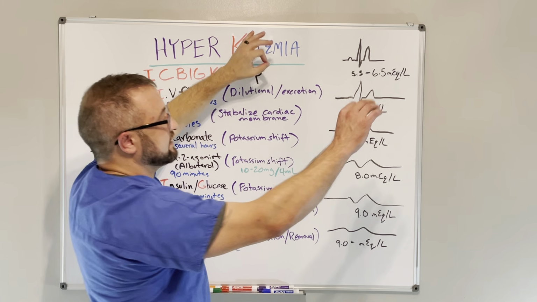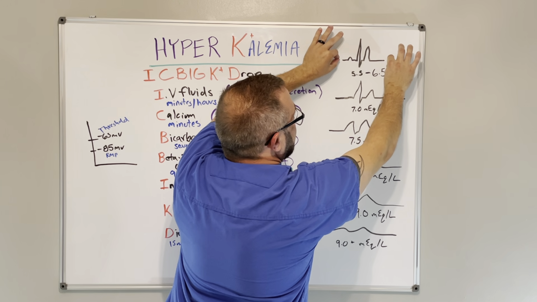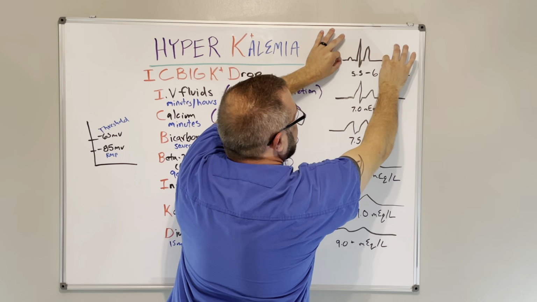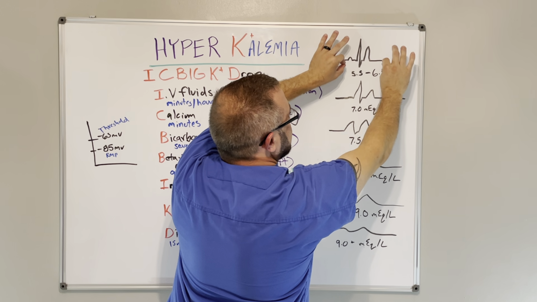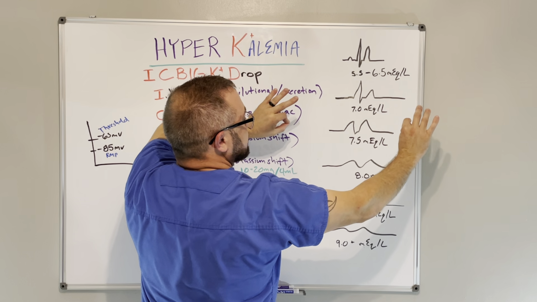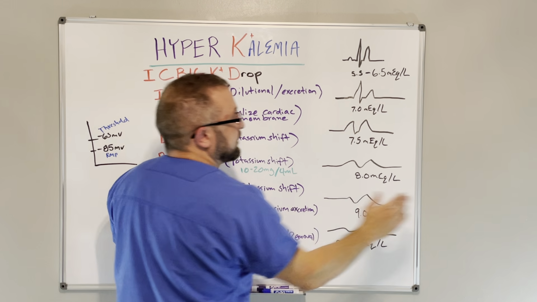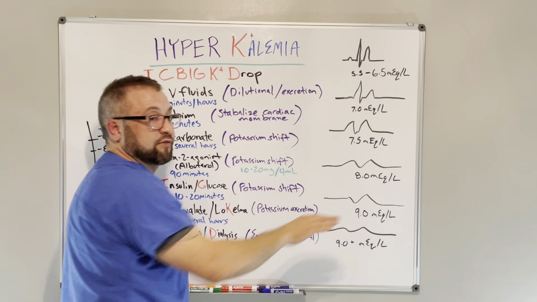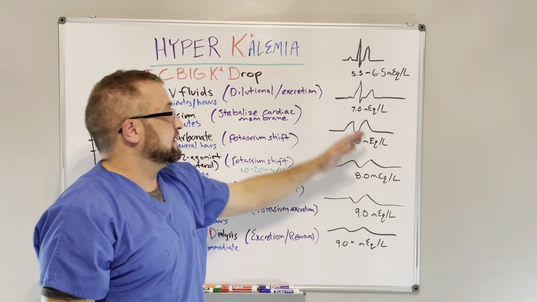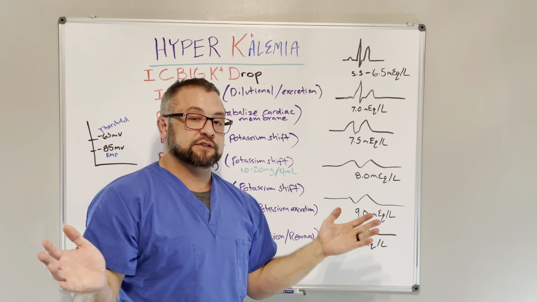And the way I learned this is it's like a string. If we take the string here, when we first start to get hyperkalemic, it's sort of pushed in, so everything's peaked up. As we go, we're pulling the string out tighter. So the higher your potassium goes, the more that string's pulled out tight until it's a flat line and the patient dies.